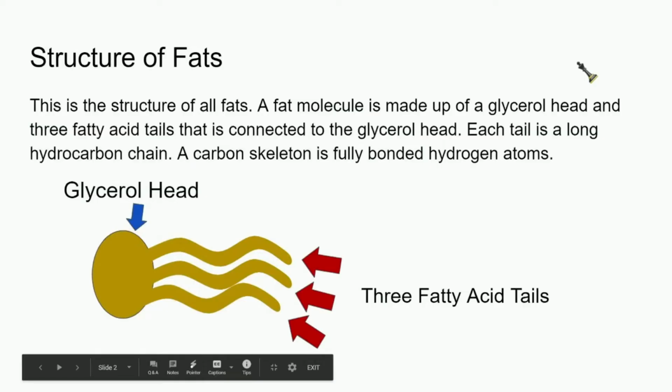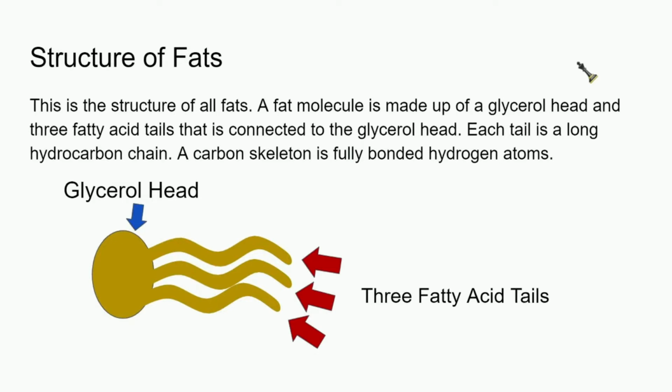The structure of fats. This is the structure of all fats. A fat molecule is made up of a glycerol head and 3 fatty acid tails that are connected to the glycerol head. Each tail is a long hydrocarbon chain, and a carbon skeleton is fully bonded with hydrogen atoms.